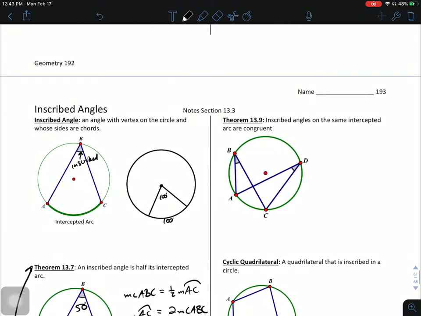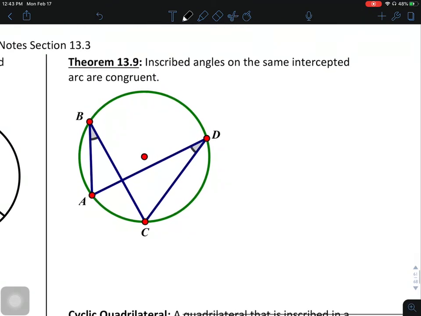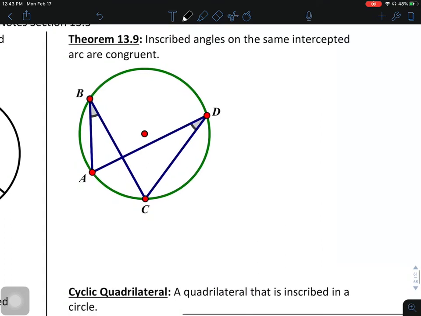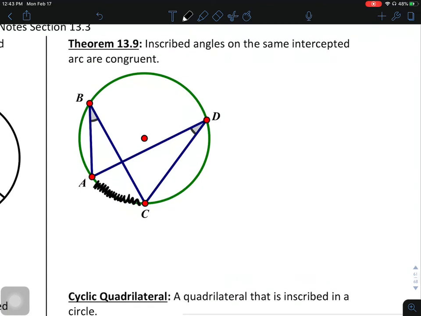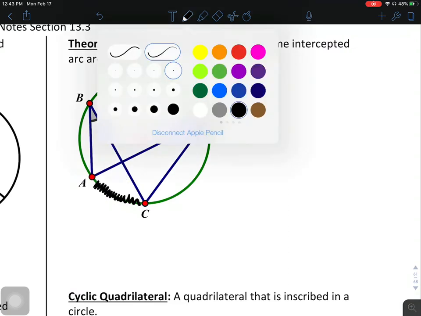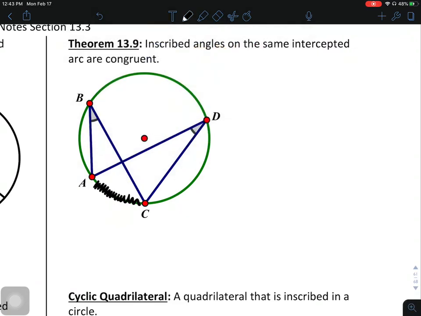of Theorem 13.7. 13.9. Inscribed angles on the same intercepted arc are congruent. That should also make sense. So here's the intercepted arc, whatever that is. The measure of the inscribed angle here has to be half of that. The measure of this inscribed angle has to be half of that. If they're both half of the same number, then it stands to reason that they're going to be the same number. They are congruent to each other.